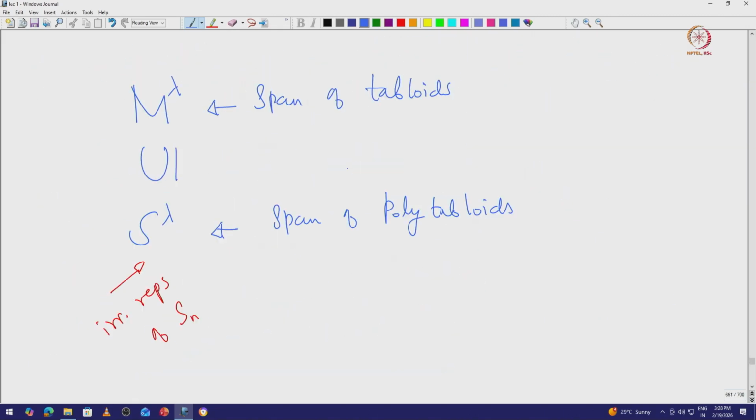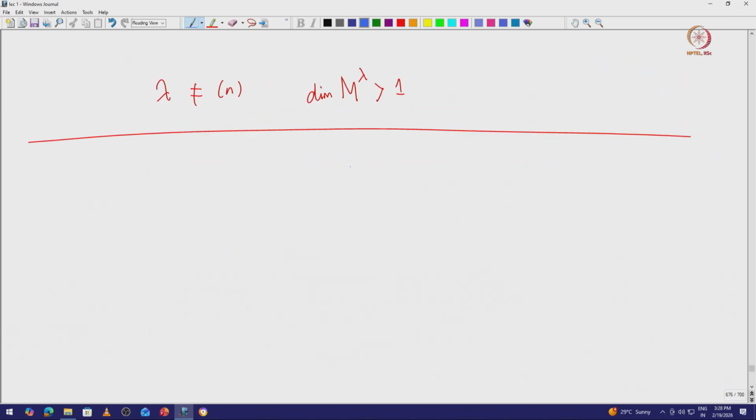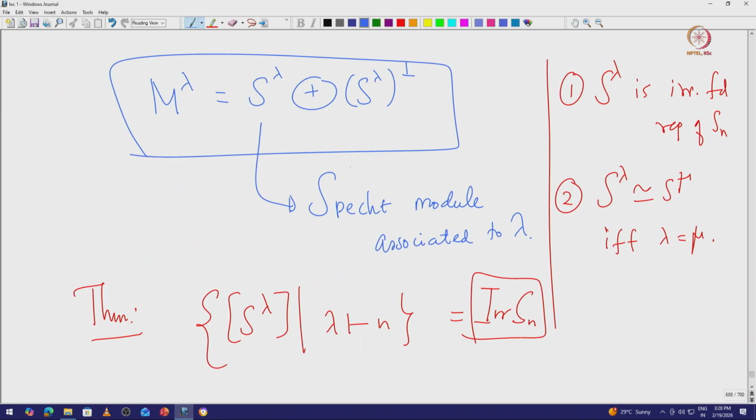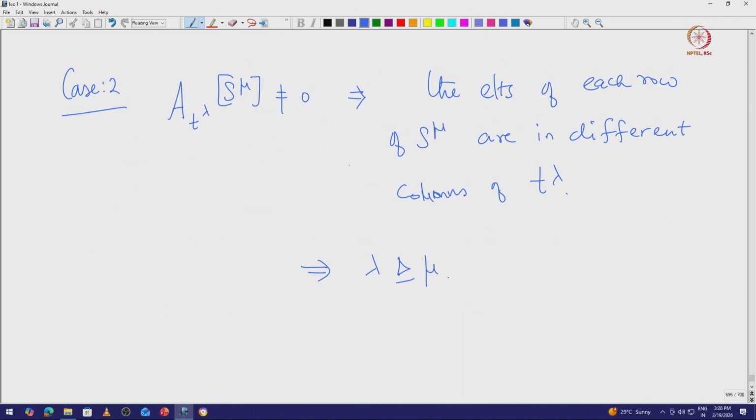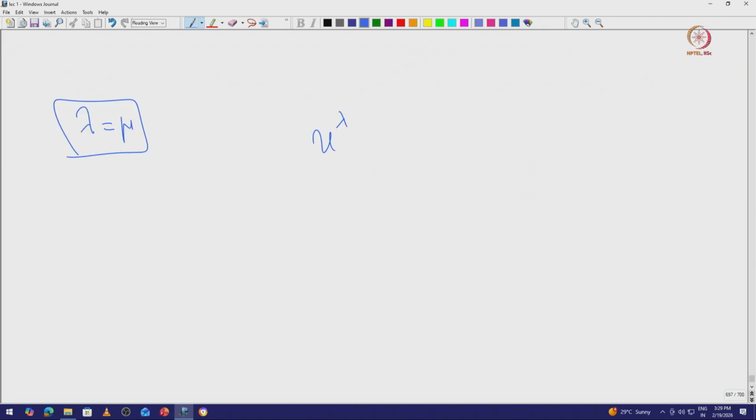So, now if we use this u lambda that we constructed earlier, since T lambda and S mu satisfy this hypothesis that the elements of each row of S mu are in different columns of T lambda, using that we construct this u lambda. So, now the fact that the columns of T lambda and u lambda have the same elements implies that there is a unique permutation sigma such that u lambda is the same as sigma T lambda.